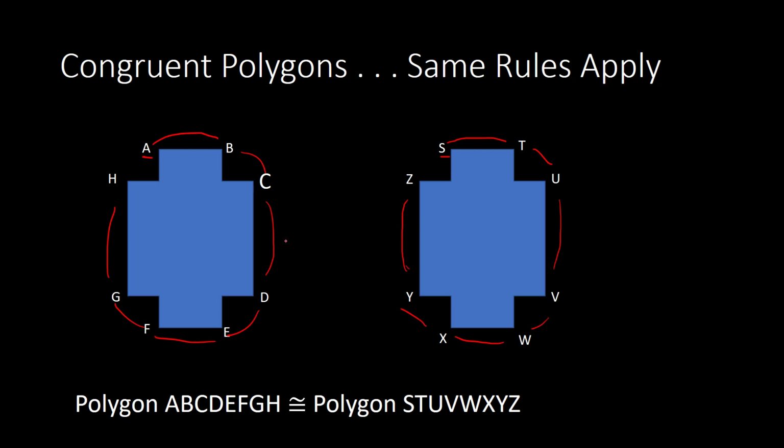So once again, when naming polygons, pick a letter to start from, and then I'm going to go either clockwise or counterclockwise. But I cannot jump around and say polygon A, B, then G, then E, then D. I can't jump around like that. So once I pick a letter to start from, go either clockwise or counterclockwise until I reach the last vertex. And then if they are congruent, make sure that the corresponding vertices are in the same order for both polygons.